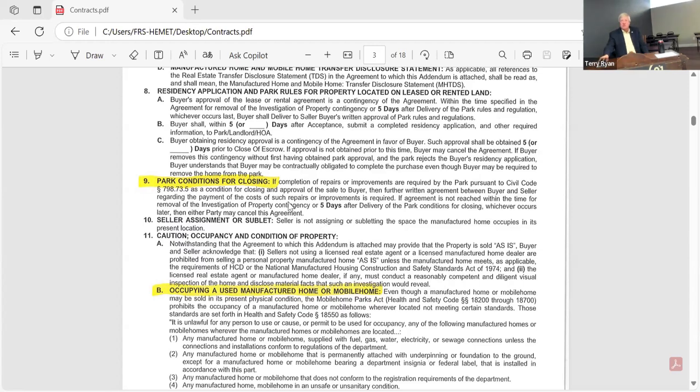And you can see here that after 5 days, or 5 days after delivery of the park conditions, either party may cancel this agreement based on what the park conditions are. So you can understand how important it is to find those things out ahead of time and get those in place right off the bat.